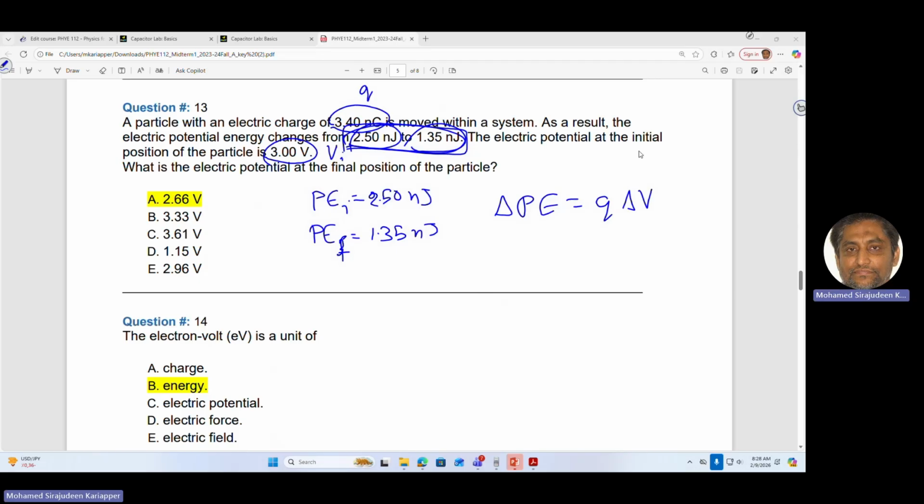So what else? What is this? This is the electric potential, that means V at the initial. So this guy is V initial. All you have to do is just substitute. There is only one unknown in this equation.